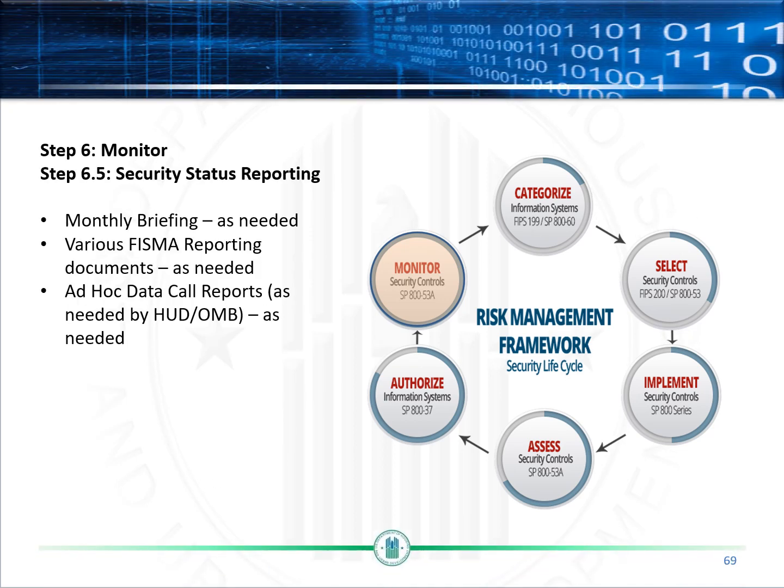Step 6.5 is security status reporting. The list for 6.5 shown in the slide identifies key activities and documents that are required to be uploaded to CSAM. These documents include a monthly briefing, various FISMA reporting documents, and ad hoc data call reports as needed by HUD and OMB.